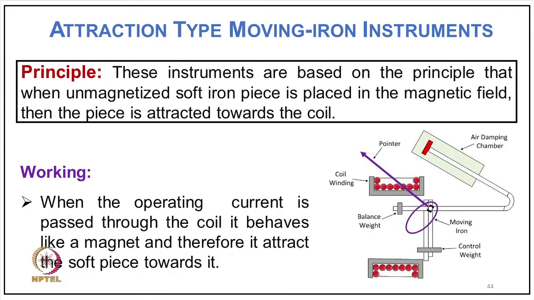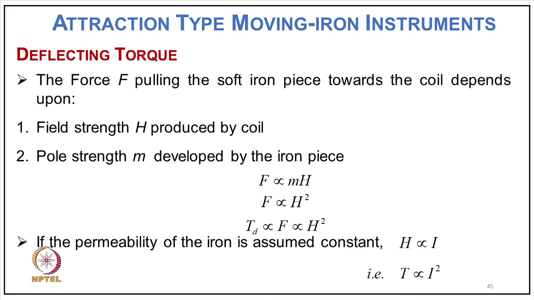The basic principle is that these instruments work on the principle that when an unmagnetized soft iron piece is placed in a magnetic field, the piece is attracted towards the coil. So, you have the coil here, and you have a balance weight and the moving iron here. The working is: when the operating current is passed through the coil, it behaves like a magnet and therefore attracts the soft iron piece towards it.